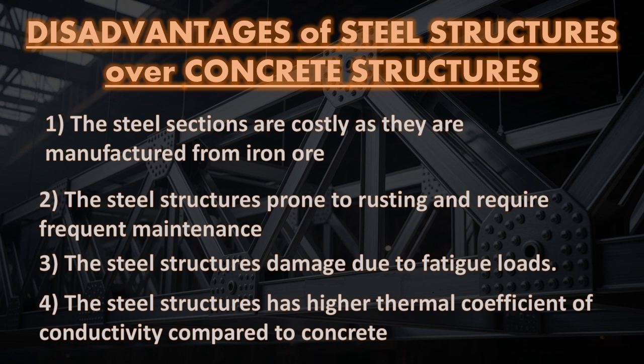Disadvantages of steel structures over concrete structures. 1. The steel sections are costly as they are manufactured from iron ore. 2. The steel structure is prone to rusting and requires frequent maintenance. 3. The steel structure is damaged due to fatigue loads. 4. The steel structure has higher thermal coefficient of conductivity compared to concrete.